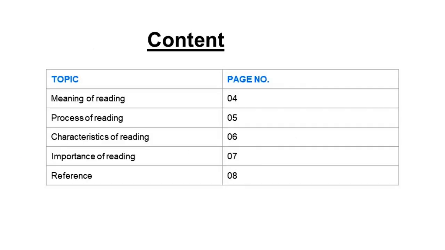This is the content list that we are going to take a look at in this presentation. First, we will start with the meaning of reading, followed by process, characteristics, and to conclude this presentation, we will discuss the importance of reading and lastly, the reference.